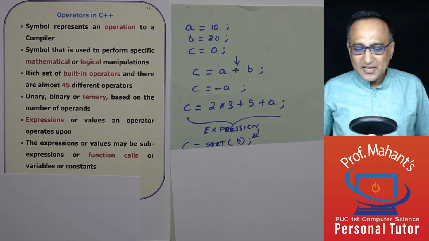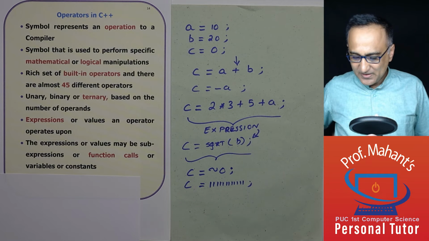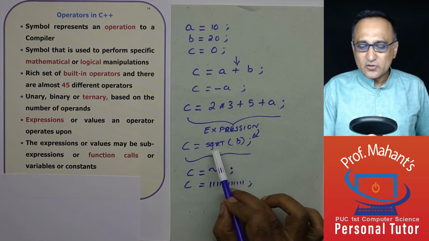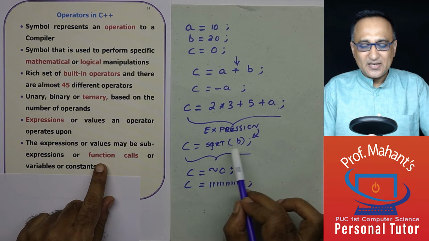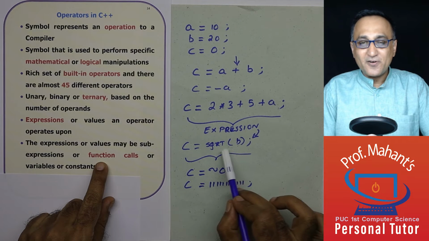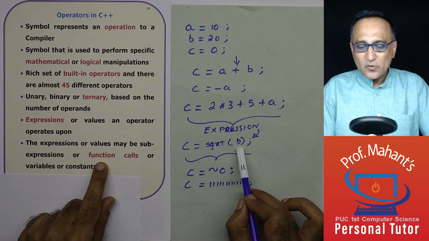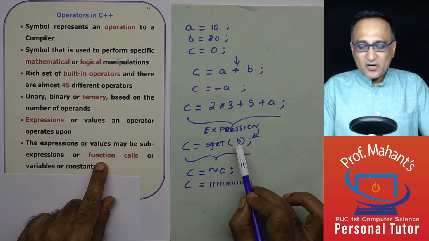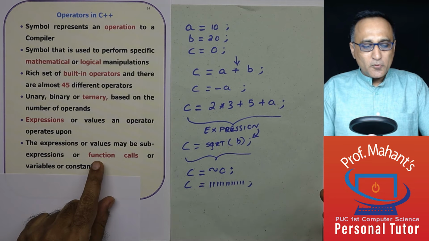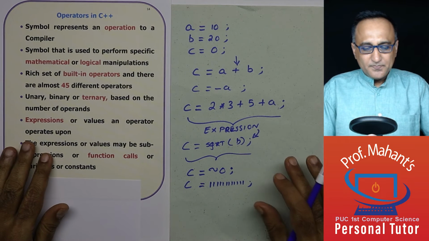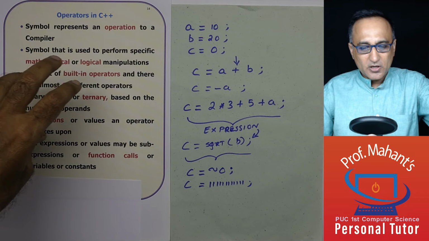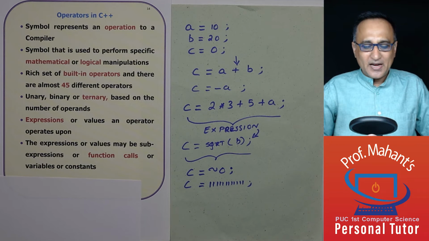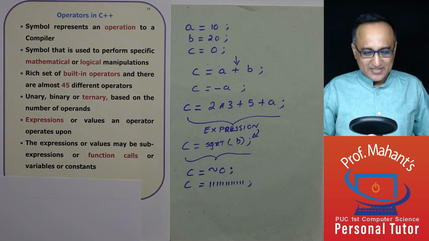Now sometimes an expression may also be something like this. C is equal to square root of B. So this is also an expression, because this is an example of a function call. I am passing the value of B to a library code called square root, which is calculating the square root of B and copying it over to C. Now this should give you an idea about what operators are. Think of them as plus, minus, multiplication, division, and logical, true, false, greater than, lesser than, and so on.